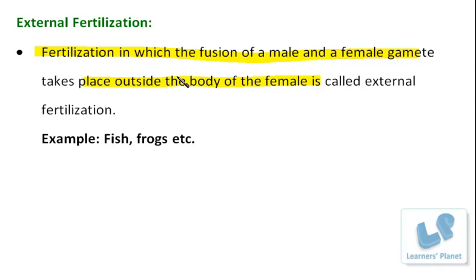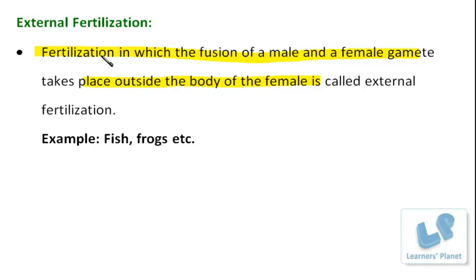See, if we have to explain internal fertilization, it is for sure that fertilization is going to take place inside the female's body only. There is no organism in which internal fertilization takes place inside the male's body, isn't it? So for external fertilization, we have to use this term, the female's body, in this particular definition, right?